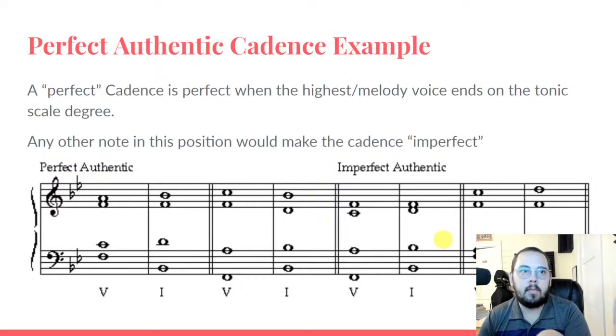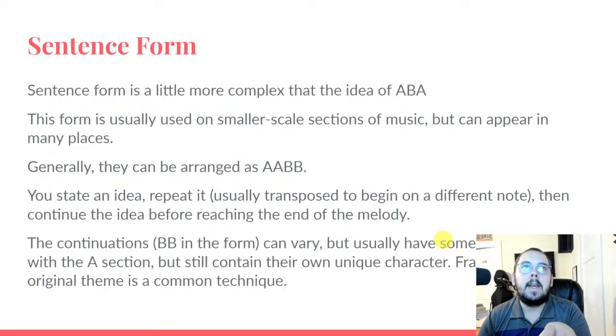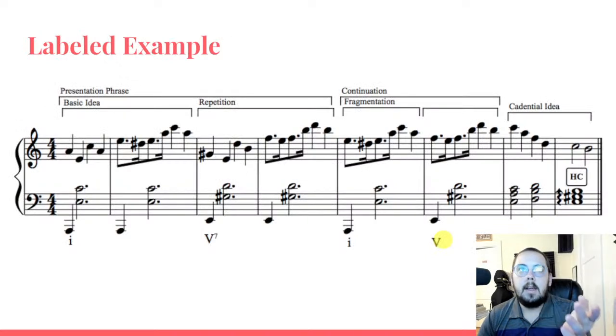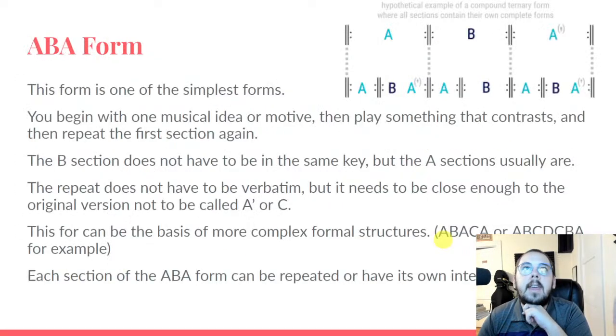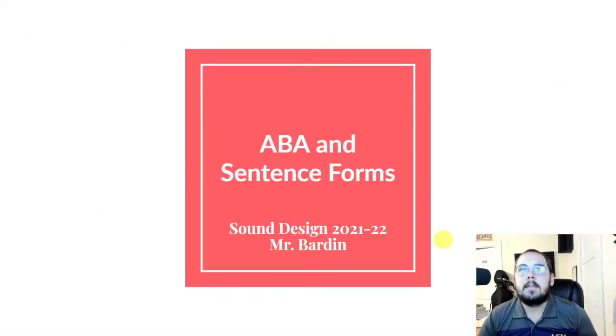We have the sentence form, which again is just we present an idea with a repetition, we continue it, and then we end it. The ABA, where we have one idea, an idea that's different, and then we have that original idea again. And that's that. I've already summarized all the scales and everything.